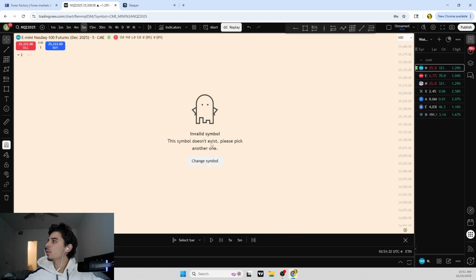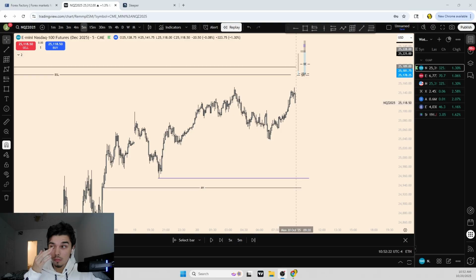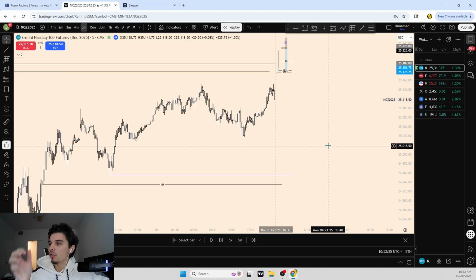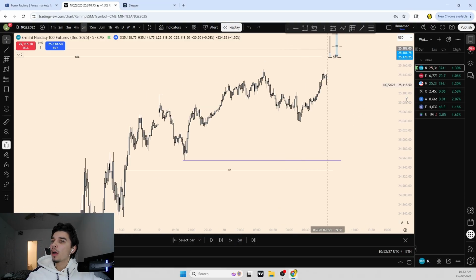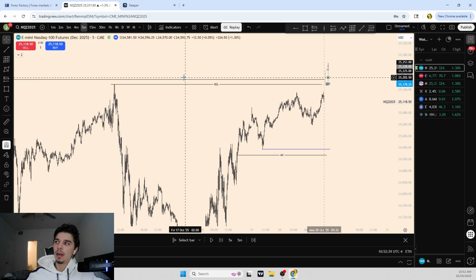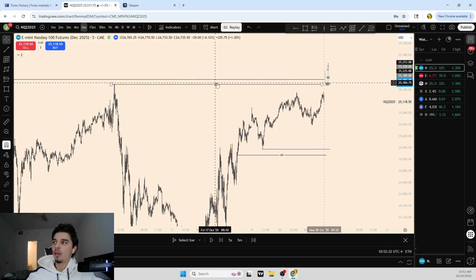What is going on? What is this? Okay, I don't know why I did that. We didn't change contracts today, so I don't know why I did that. But coming into market open, this is what I had, right? I had the unfilled hourly to the left of us, and I also had our buy side liquidity right here.